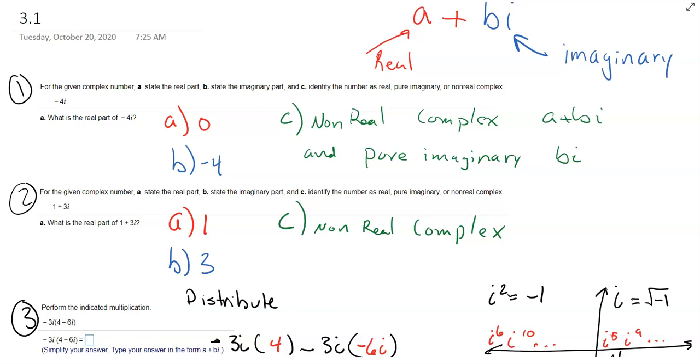Howdy, looking at section 3.1, and it is October. It is spooky.